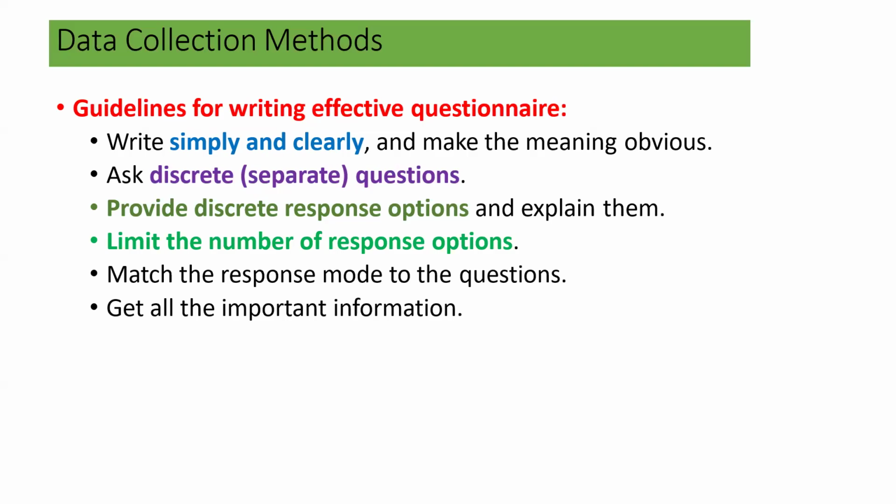Provide discrete response options and explain them, right? Separate options, like for example, you can follow a Likert scale, right? I believe you understand what the Likert scale is. So basically, separate answer options. Explanation options can be given, and limit the number of response options, right? So for example, in order to have a clear understanding of the responses, you can limit the number of responses.